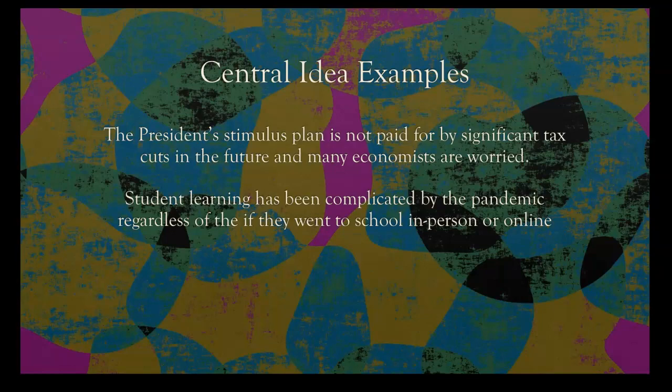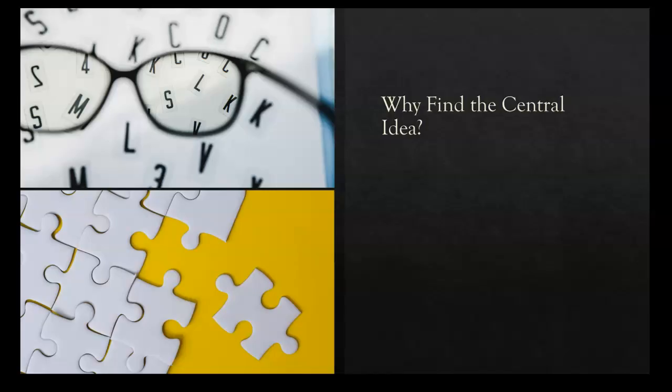Now, why do we look for central ideas at all? Well, it's kind of simple, honestly. We need to know what an article is about, and the central idea is the key to everything in the article. When we read informational text, the central idea is going to guide us through. It's going to give us the big overarching point that the author is trying to make, and if we can't figure it out, either the text is not well written, or more likely, we didn't read it well enough.